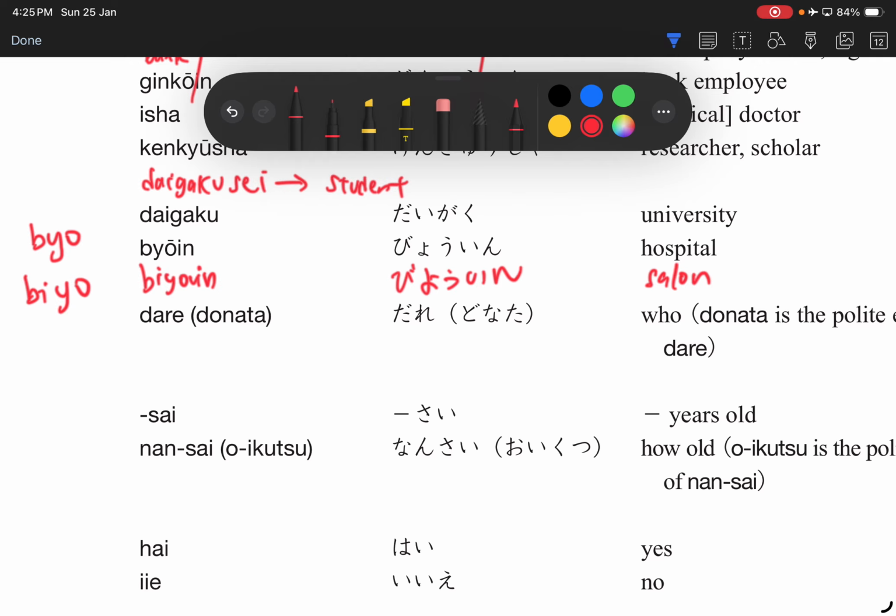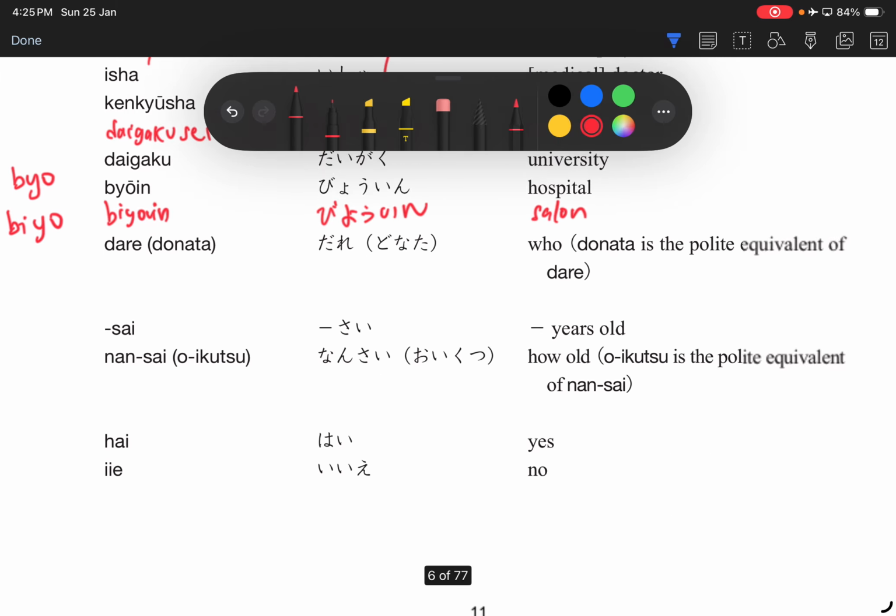Next we have Dare, Donata. Donata is the more polite version. We use Donata more than just Dare, so please use Donata more often. Next we have Sai, years old. Nansai means what age, like 几岁. Then of course there's a more polite way, which is O ikutsu. It simply means how old, but in a more polite way.